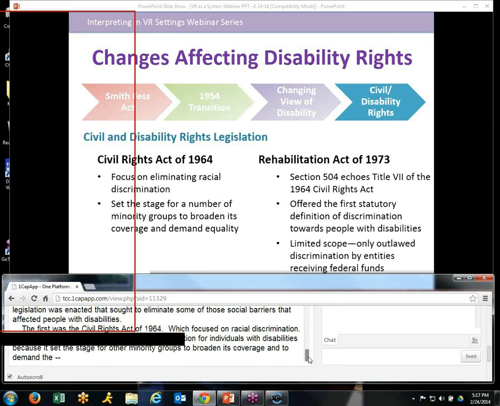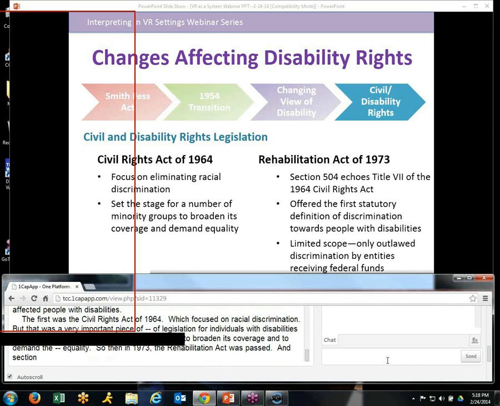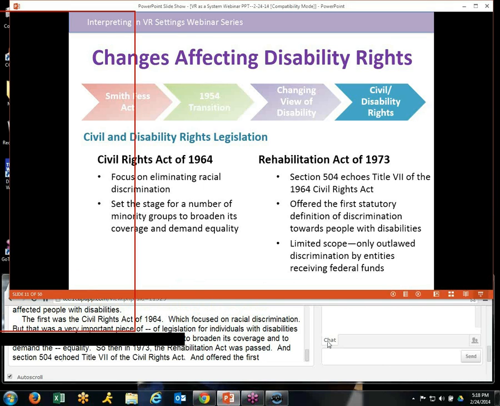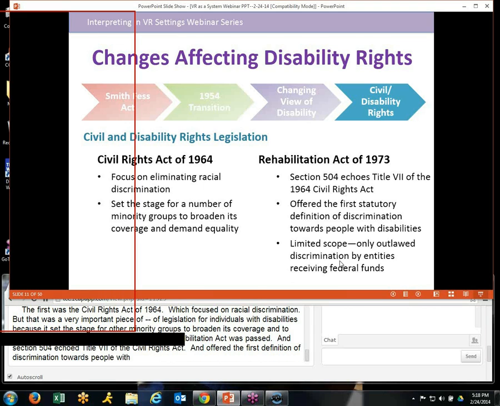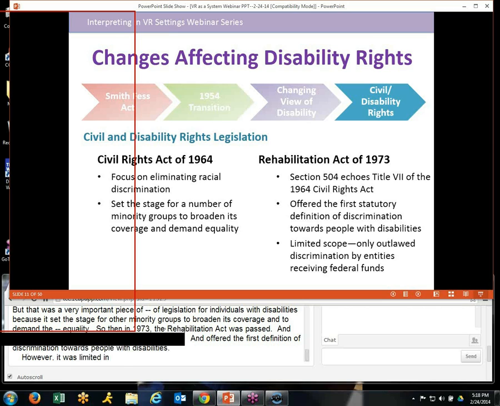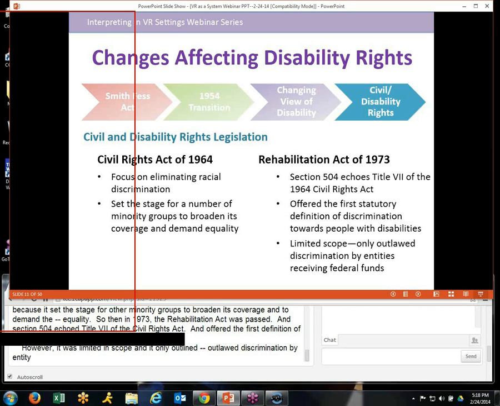So then in 1973, the Rehabilitation Act was passed, and Section 504 echoed Title VII of the Civil Rights Act and offered the first definition of discrimination towards people with disabilities. However, it was limited in scope, and it only outlawed discrimination by entities that received federal funds.